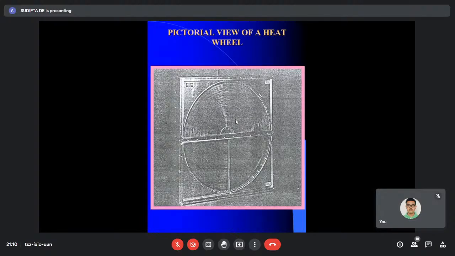Pictorially, it looks something like this. Actually, the physical picture I have got from one company, it looks something like this if you look from one of the sides. The wheel, this is a little bit blurred picture, but anyway, this physically looks like this.